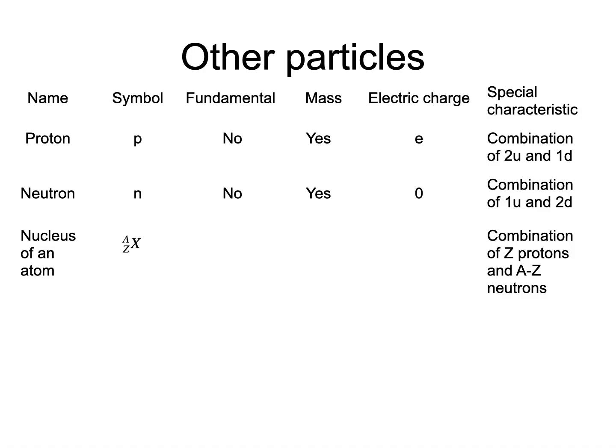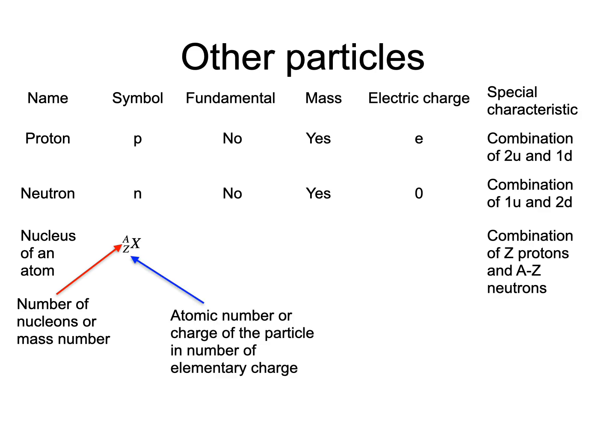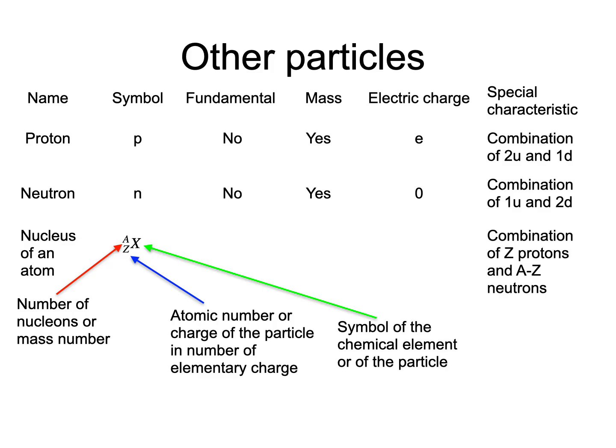The integer capital A is the sum of the number of protons and neutrons and is also known as the mass number. The integer capital Z is the charge of the particle expressed in number of elementary charge. Z can be negative. Capital X is the chemical symbol for an element or the symbol for a particle. A nucleus is not a fundamental particle, and it has a mass. Its electric charge depends on the number of protons.